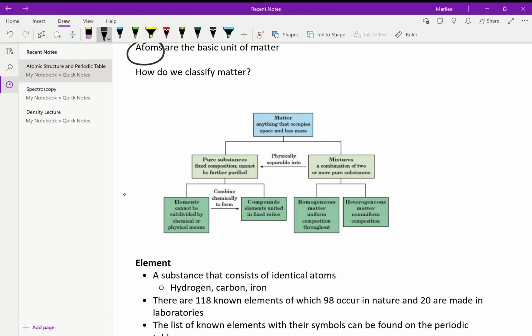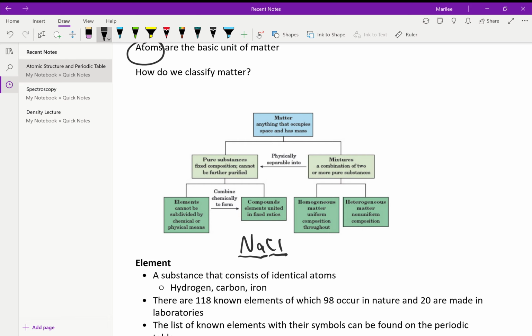It's NaCl. You see how we have the sodium and the chloride. That makes the table salt, sodium chloride.